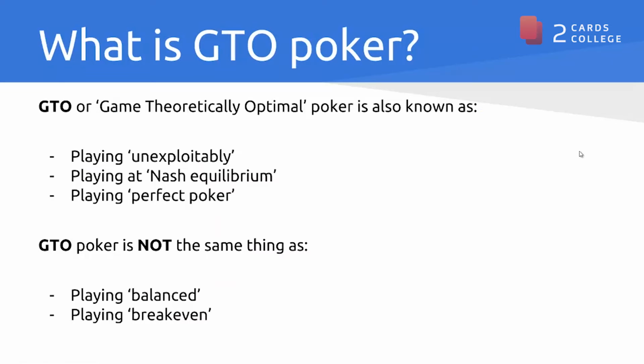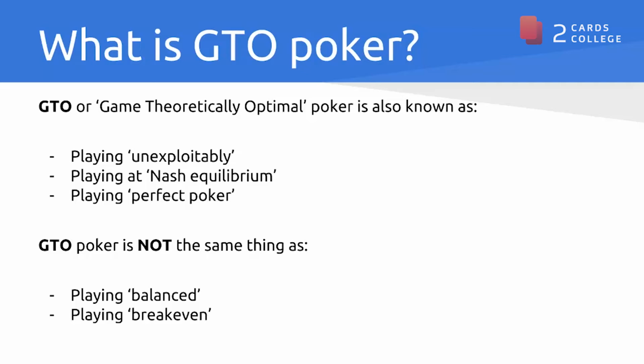What it is, it's also known as playing unexploitably, playing at Nash equilibrium, or playing perfect poker. You might hear it referred to as any of those three things. People are very prone to use different terminologies. They don't always use GTO, but generally speaking, when they talk about any of those three things, they are referring to GTO poker. Now, GTO is not the same as playing balanced.